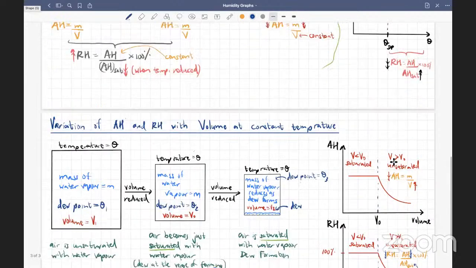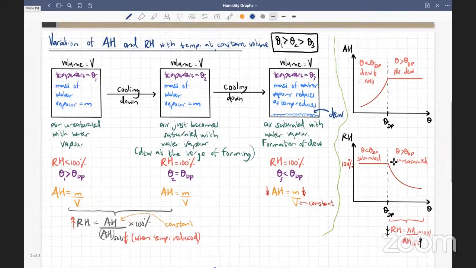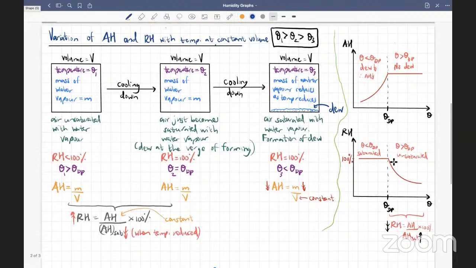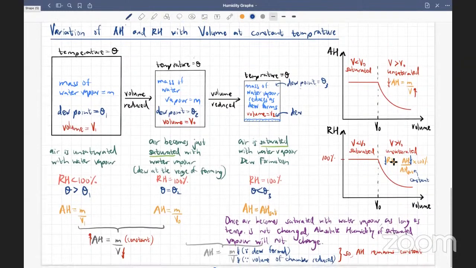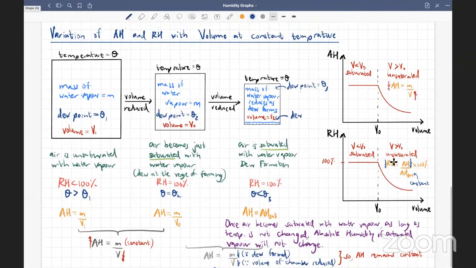The previous one was not the same, because it was the variation of AH and RH with temperature. This time it's the variation of AH and RH with volume. So don't try to memorize this. Try to understand it logically, like I have explained it. Then it will be easy for you. If you just memorize, it will not make sense. Even if you have forgotten the shape, if you understand the basic concepts, you can still figure out the graph in the exams.